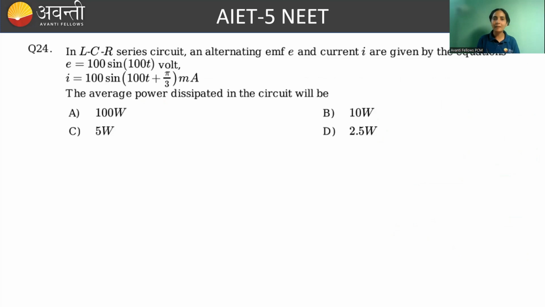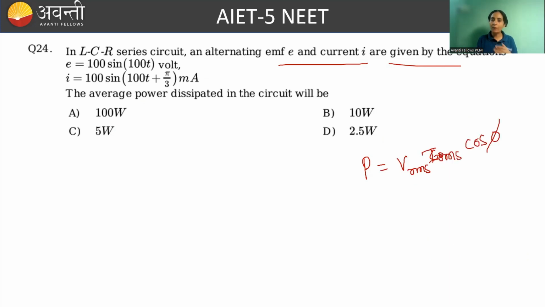In the LCR series circuit, the alternating EMF e and current i are given by the equations. For the average power dissipated, what is the formula? This is Vrms Irms cos φ, where φ is the phase angle between voltage and current.